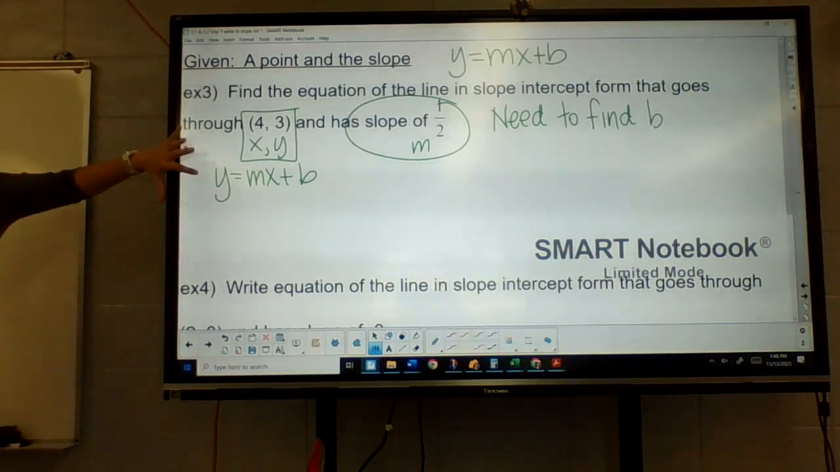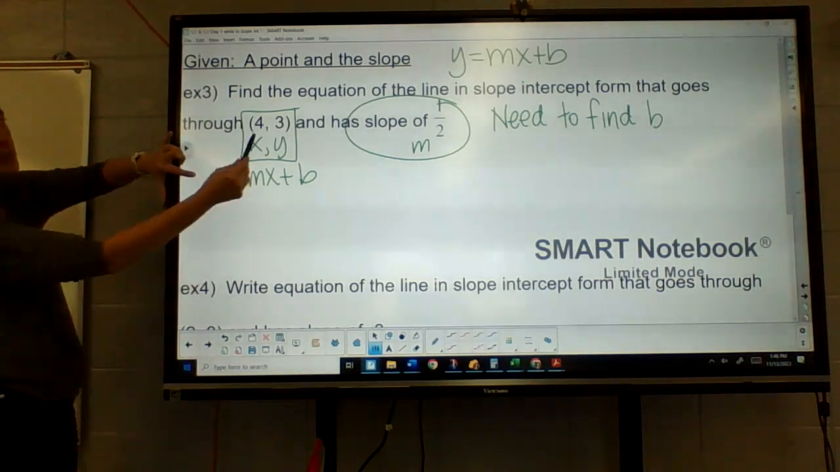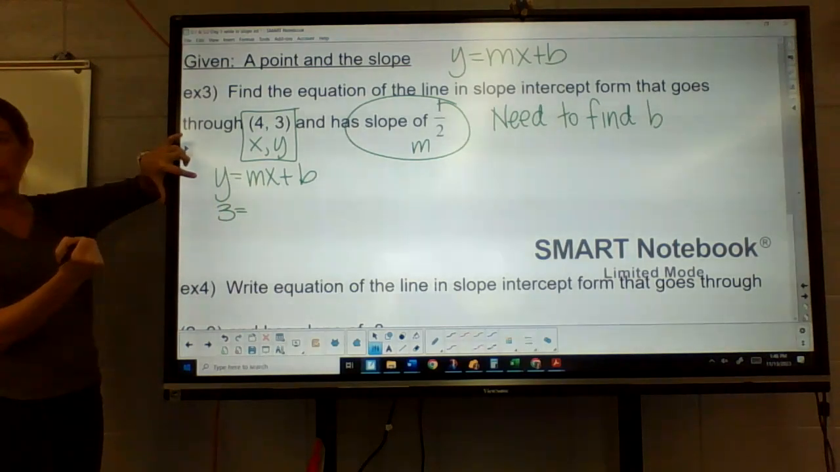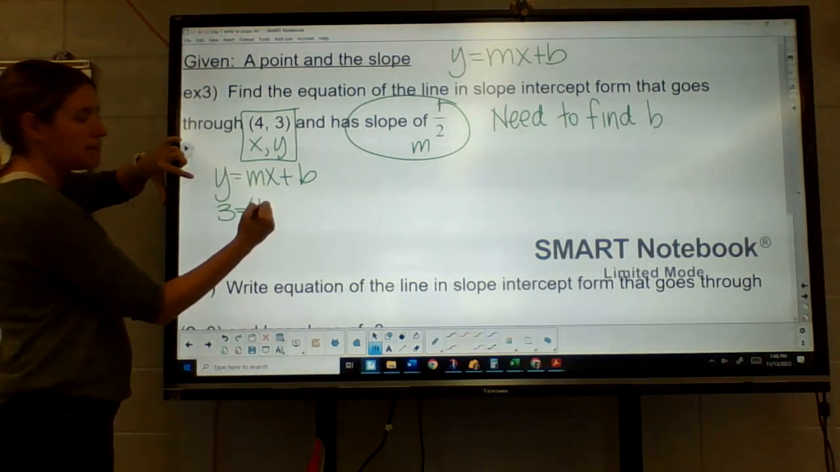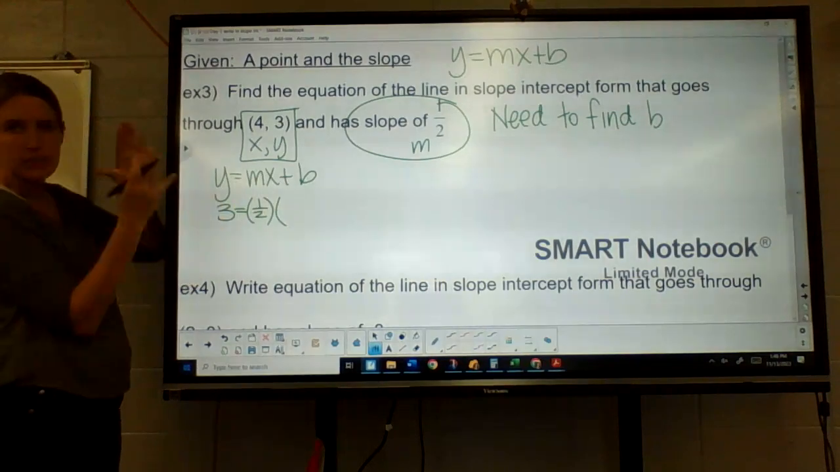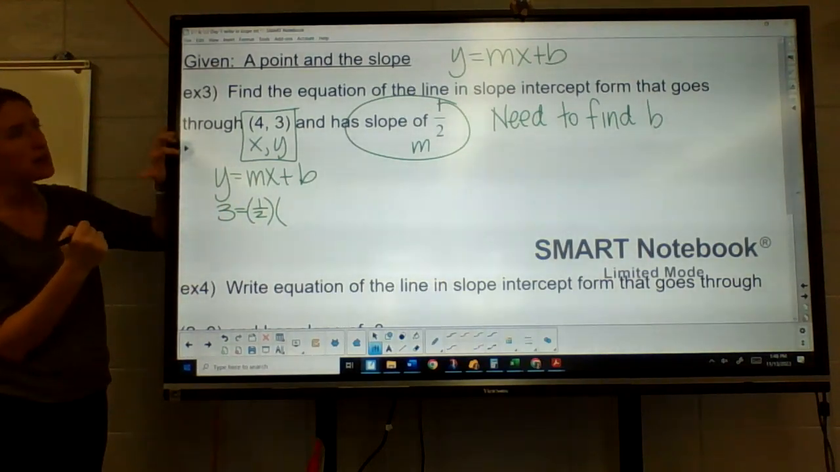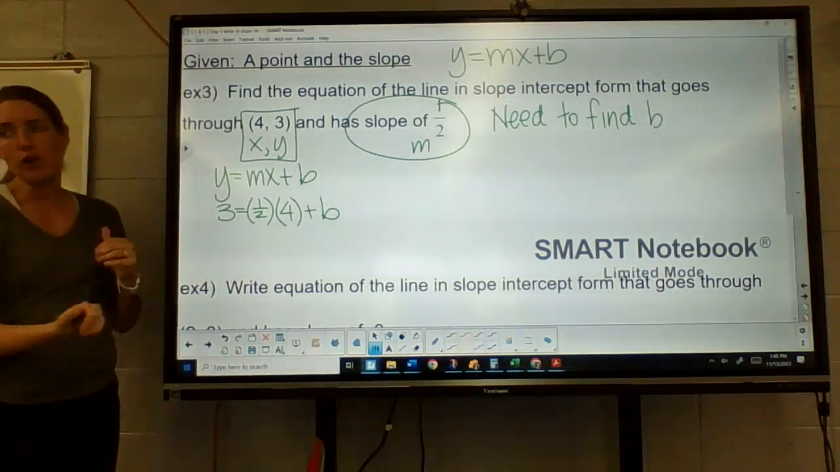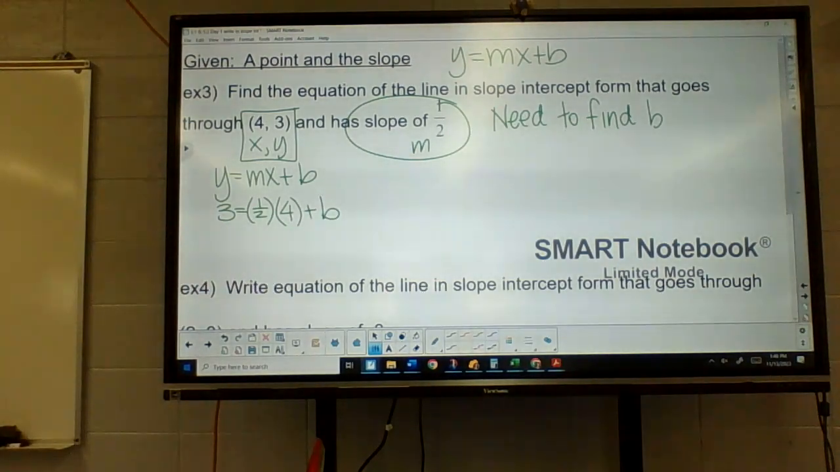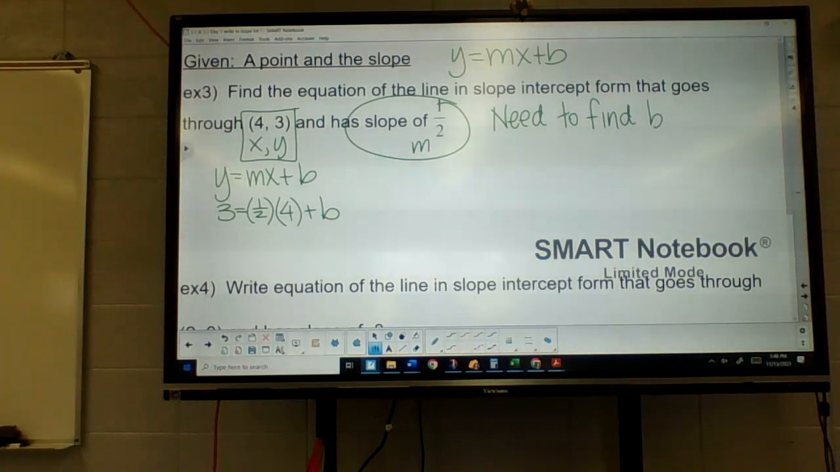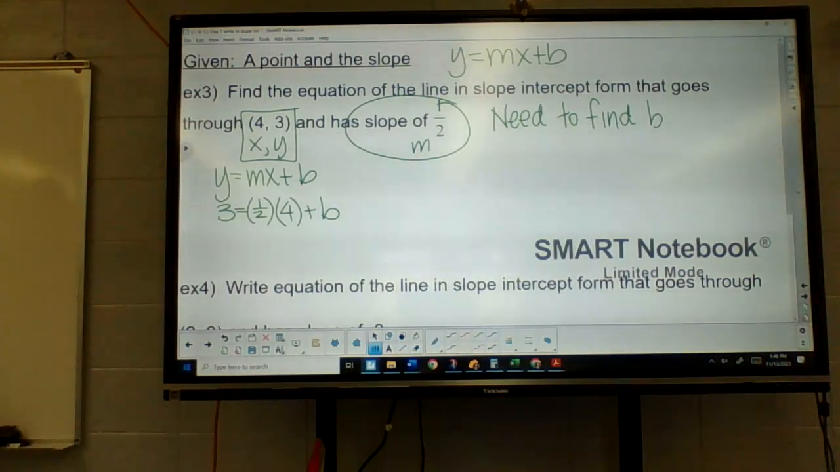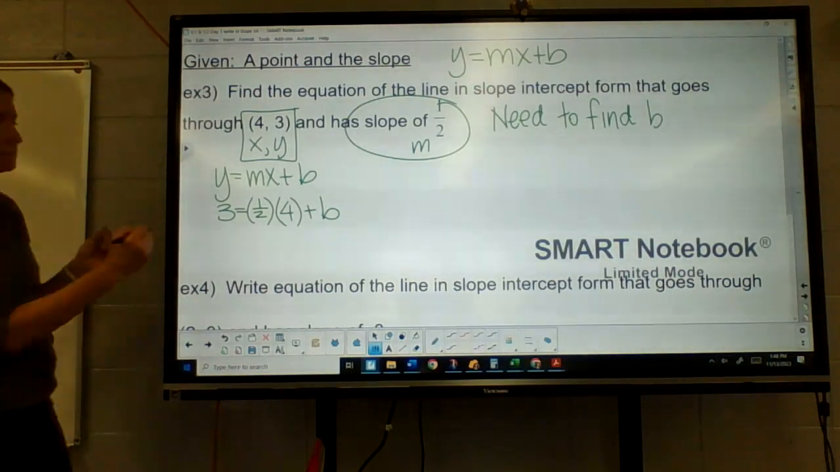So what's our y? 3. Our y is 3. Do you see that right here? Our m is what? 1/2. That's being multiplied to our x because they're stuck together. What's our x? 4. And then I don't know what b is, so I left b as a variable. So I put in everything that I know. The good news is taking half of 4 is pretty easy to do. What's half of 4? 2.